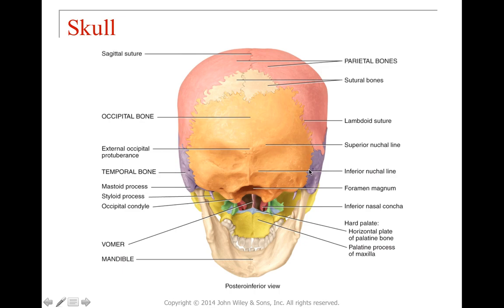So that lambdoid suture runs all the way down and across. So the lambdoid suture actually touches a lot of different junctions. It touches the junction of the parietal bones and the occipital bone, the junction of the occipital bone with the sutural bones, and the occipital bone with the temporal bones as well.